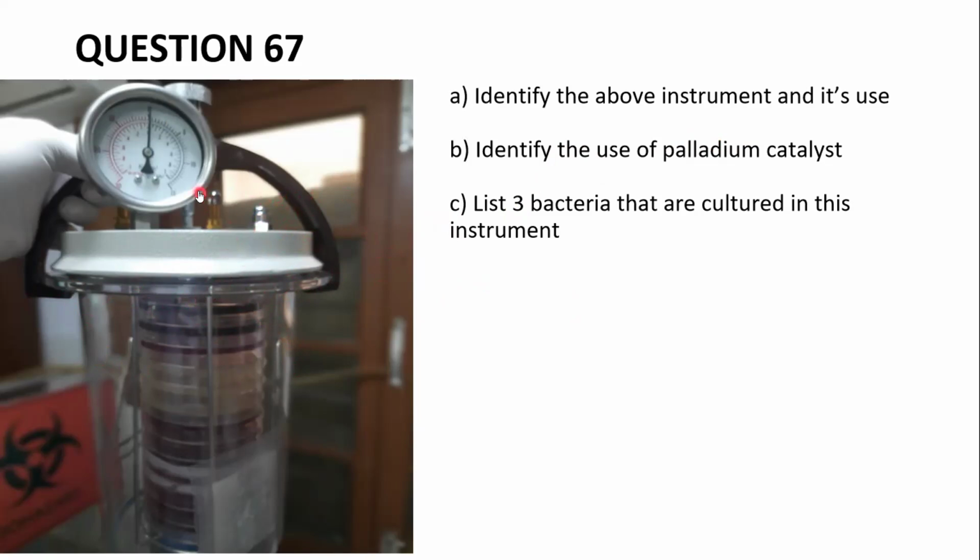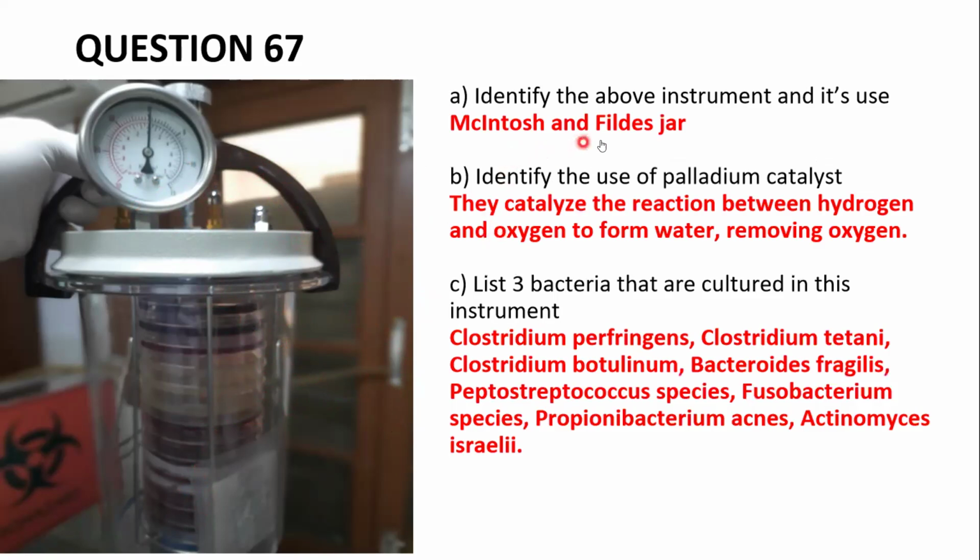Then there are ways in which you can know if the oxygen is absent or some oxygen is left. There's usually a strip somewhere down here, with different colors. If the strip turns blue, oxygen is present. If the strip remains colorless, oxygen is absent. But the most important thing I want you to know is it's a McIntosh and Fildes jar. Palladium is added to catalyze the reaction between hydrogen and oxygen to form water, removing oxygen.